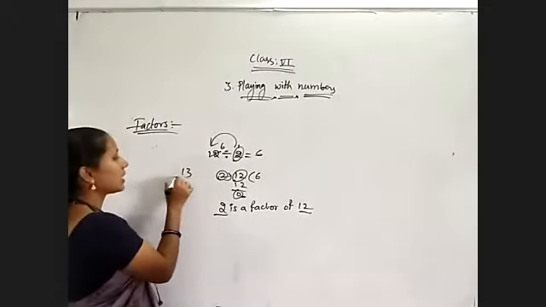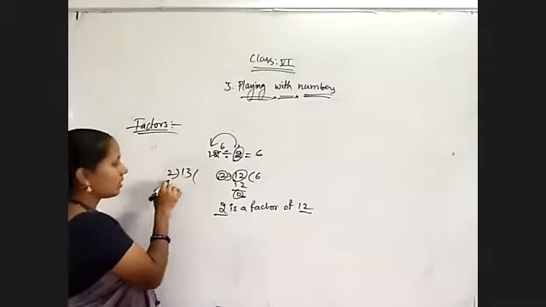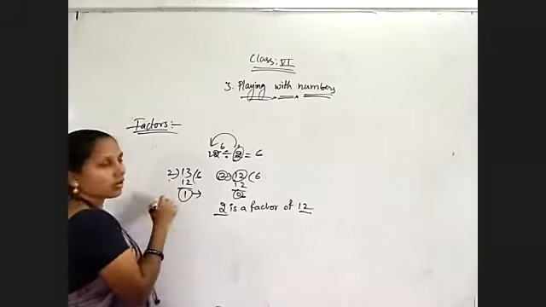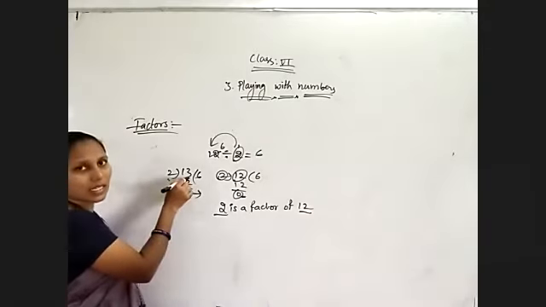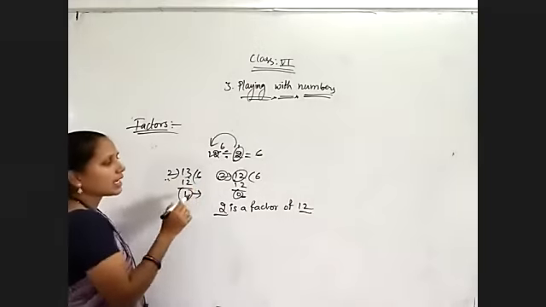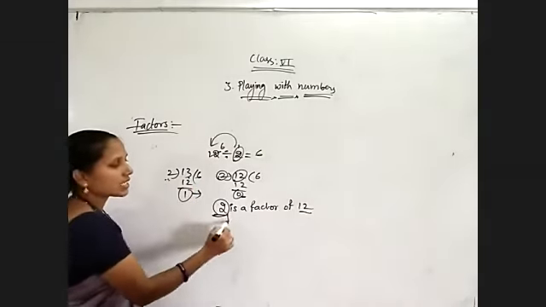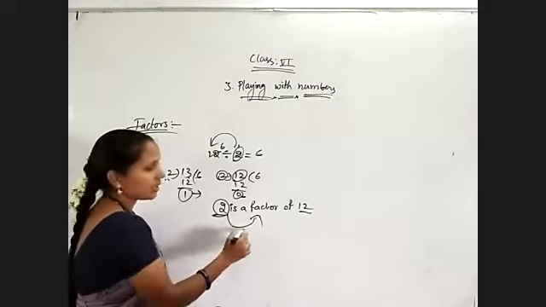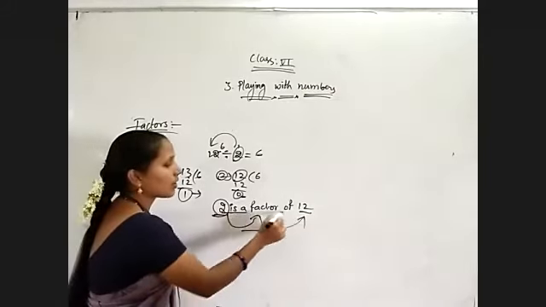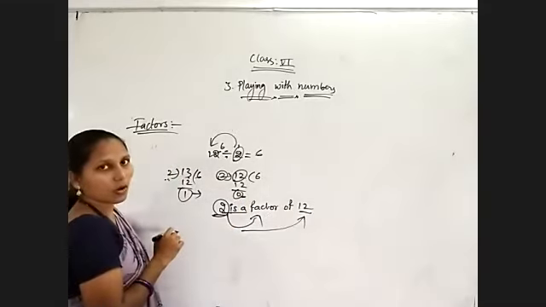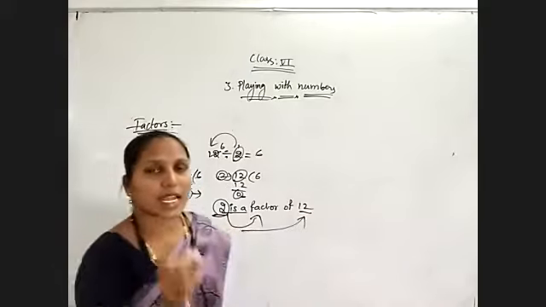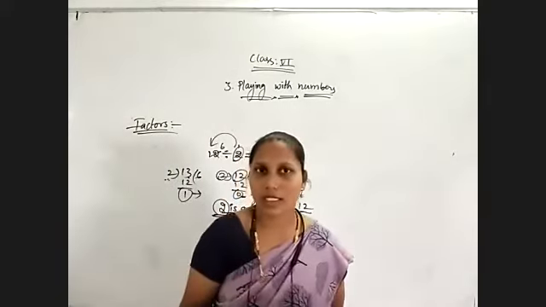If I am dividing 13 by 2, then 2 sixes are 12, and still 1 is the remainder. So 2 does not divide 13. That means 2 is not a factor of 13. A number which divides the given number exactly is known as a factor of the given number.